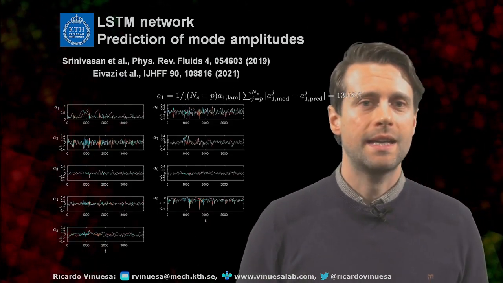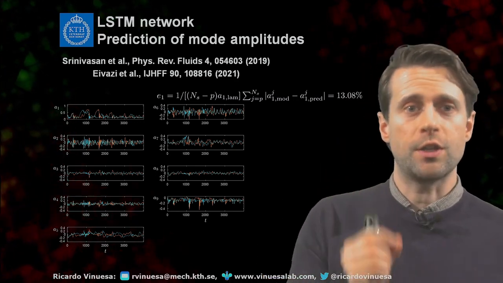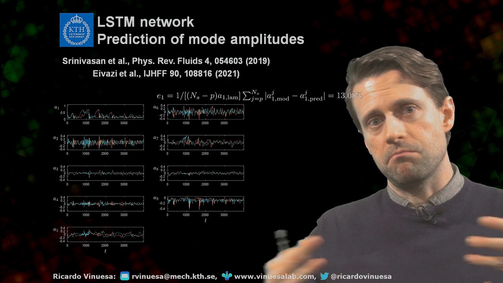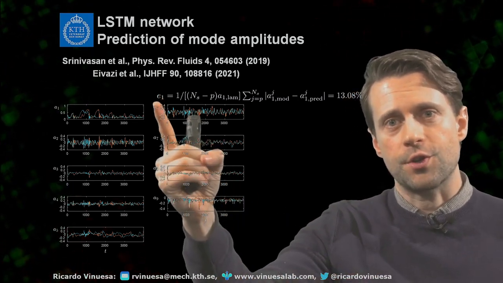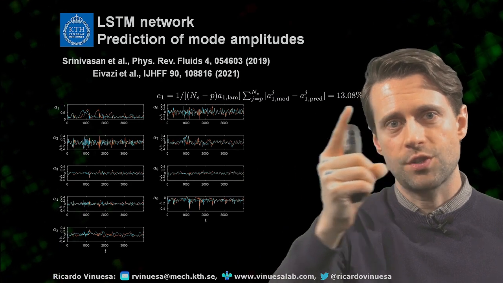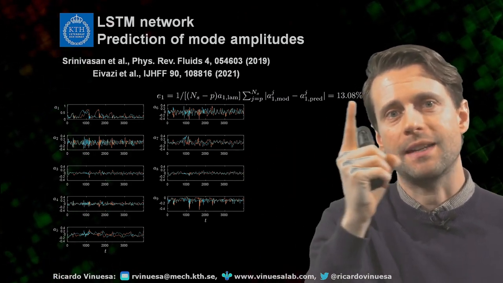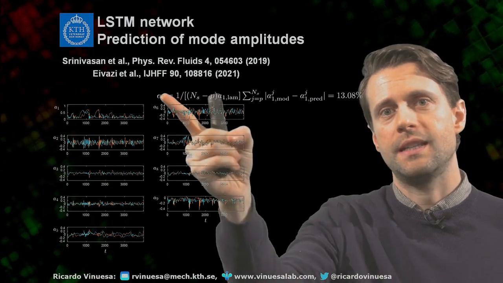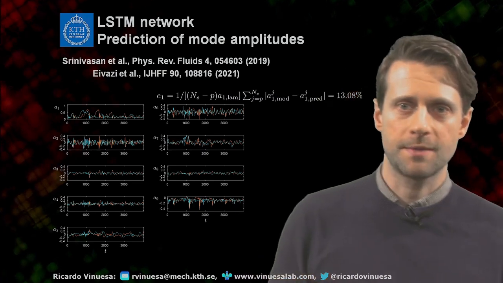Now, one caveat to everything that I've said so far. The statistical performance is really good, so we are able to predict the statistics, the long-term behavior, pretty well. If we look at the errors in the instantaneous predictions, so if I'm trying to look at the prediction of the next step, the errors are a bit higher. 13% error in the first coefficient, and the rest of the coefficients have similar error levels.